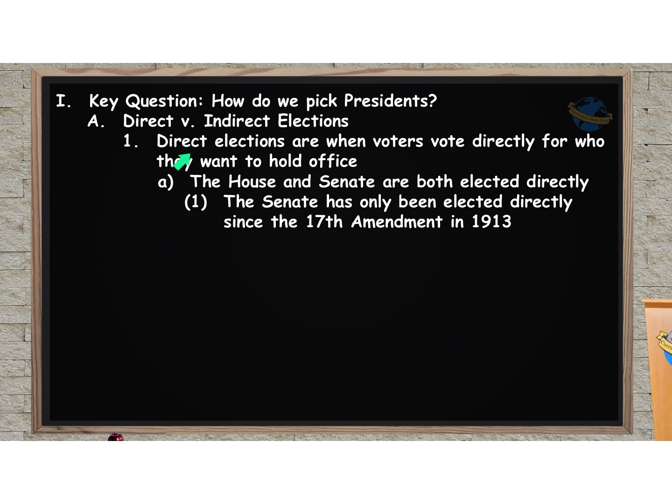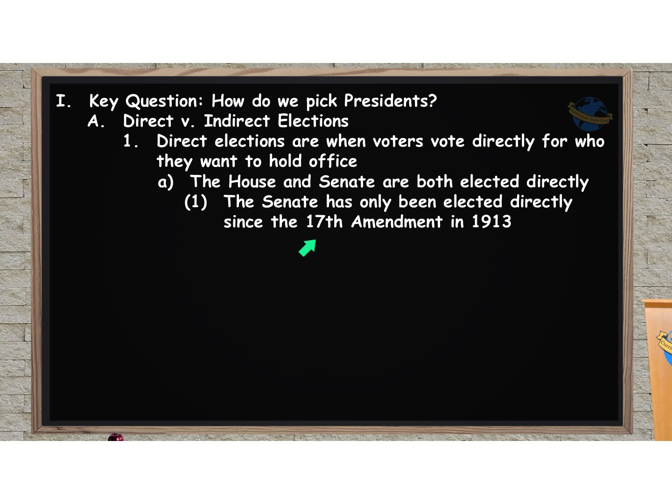So direct elections are when voters vote directly for who they want to hold office. So for instance, the House of Representatives and the Senate are both directly elected. That means when you cast your vote for a senator in an election, you're saying, I want this person to be the senator. When you're casting a vote for someone to be a member of the House during an election, you're saying, I want this person to be the member of the House that represents my district. That's a direct election.